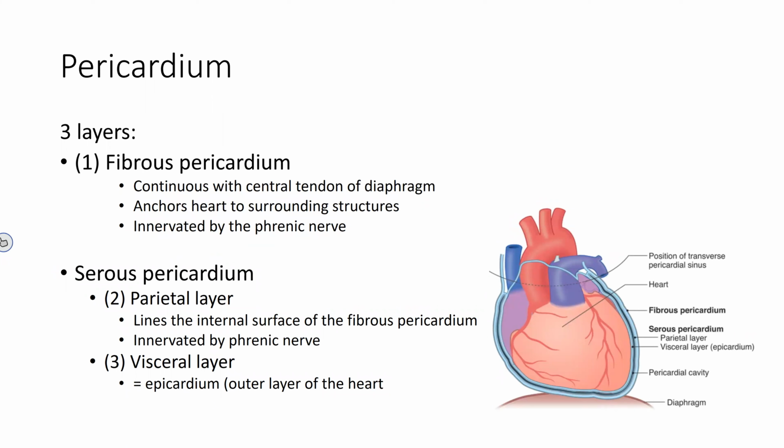And I'll move on to the pericardium. So there are 3 layers. There's 2 main layers, the fibrous pericardium, which is continuous with the central tendon of the diaphragm, and that works to anchor the heart to the surrounding, and the serous pericardium, which is divided into 2 layers. You've got the parietal layer and the visceral layer. The parietal layer, and same with the fibrous pericardium, they're both innervated by the phrenic nerve, and the visceral layer is the same as the epicardium, which is the outer layer of the heart, and that's by the vagus nerve.